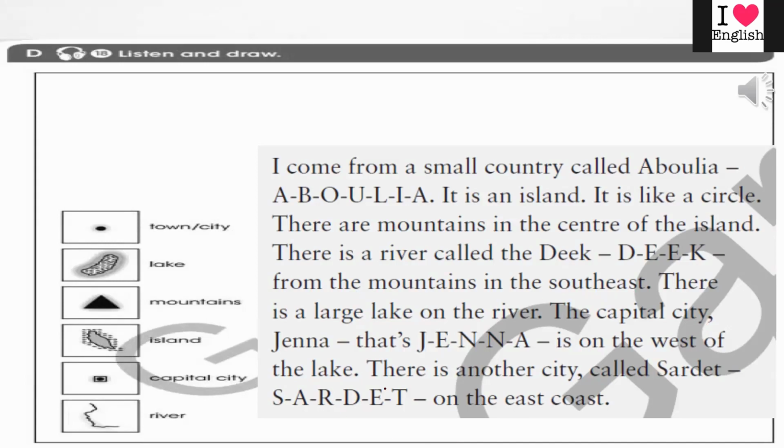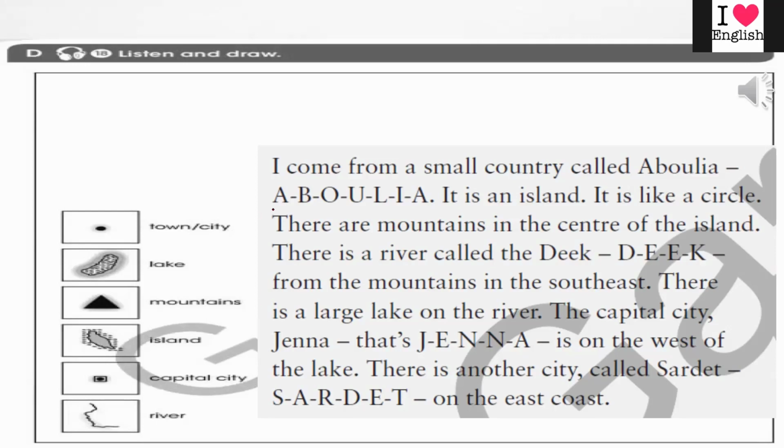The capital city, Jenna. So what does it mean here, the capital city? We say the capital city of Libya is Tripoli. Here it is Jenna, J-E-N-N-A, on the west of the lake. So it is on the west, not on the east. There is another city called Sarda, S-A-R-D-E-T, on the east coast. Not the west. It's on the east coast.